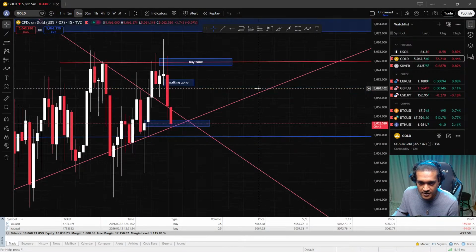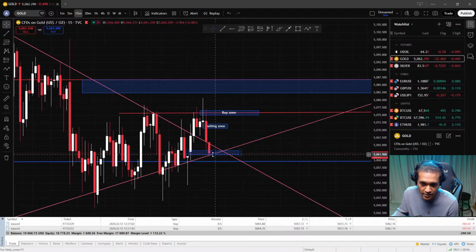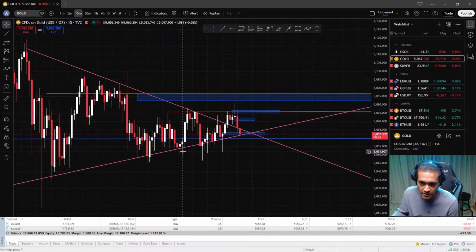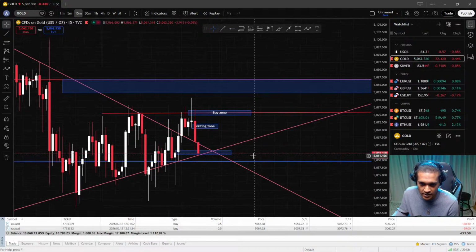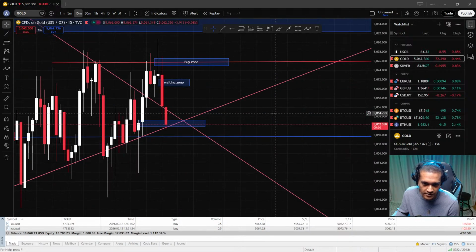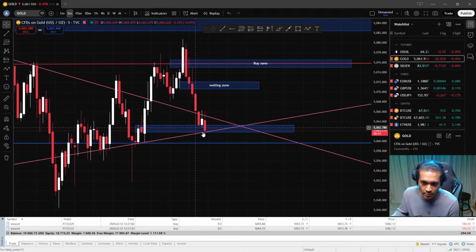Okay, M15. I'm still showing that it's definitely going to close beyond the trend line. Right now is where the breakout is, at the trend line here, which is the uptrend trend line. This one is a downtrend trend line. Right now it's touching the uptrend trend line, so this is where our buy zone actually is. As you can see, we're currently at floating level.